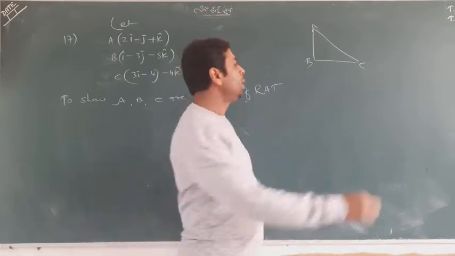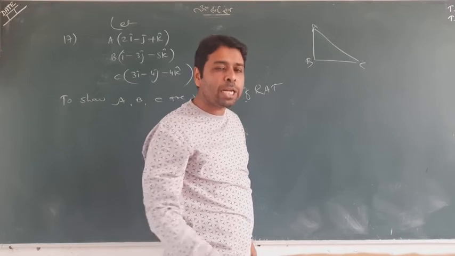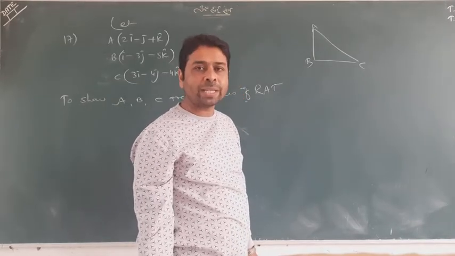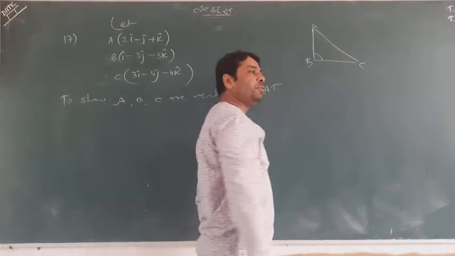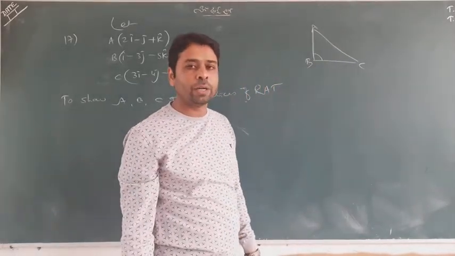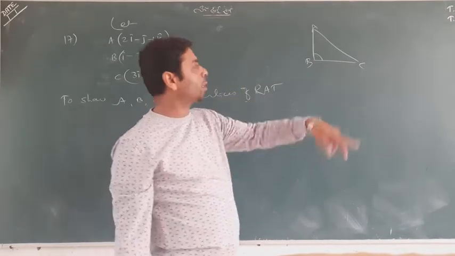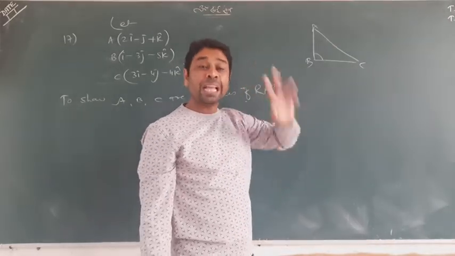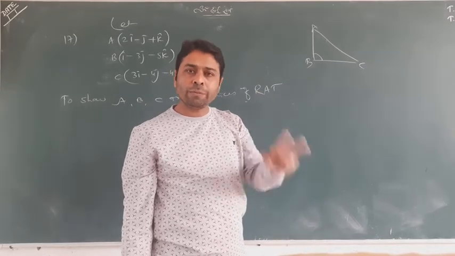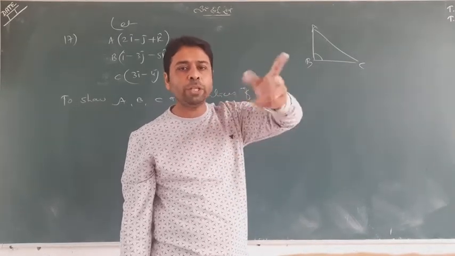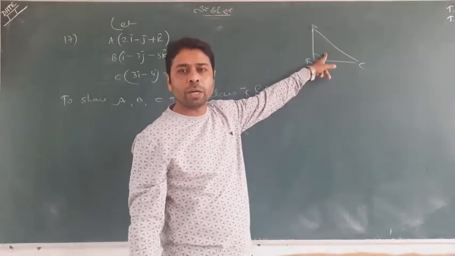I have a good trick. You find all the vectors AB, BC and CA. Then find the dot product of any two. If one of the dot products of these 3 is 0, meaning the angle between the two vectors will be 90 degrees, and when the angle between two vectors is 90, it automatically is a right angle triangle.